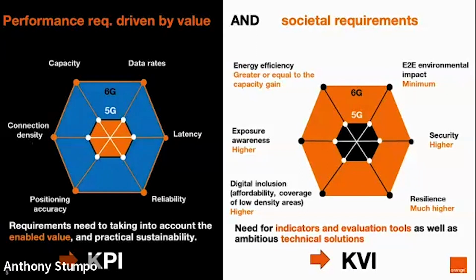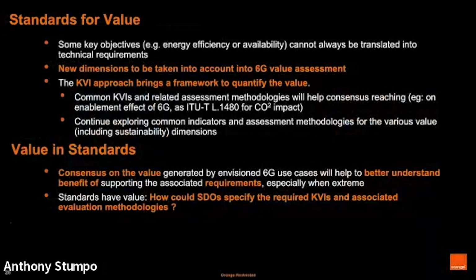And for that, we also need key indicators and we need tools to evaluate those key indicators. This is where the key value indicator framework enters the game, as a way to balance between the benefits of performance and the benefits of value versus the cost. So, and this will be my last slide, it leads us to the question of how we address value. Some key objectives, we have seen that, like energy efficiency, availability, but there are many other ones, cannot always be easily translated into technical requirements, into numbers that we know how to address. So we need a new dimension, and we need to take this new dimension into account when we assess 6G value.